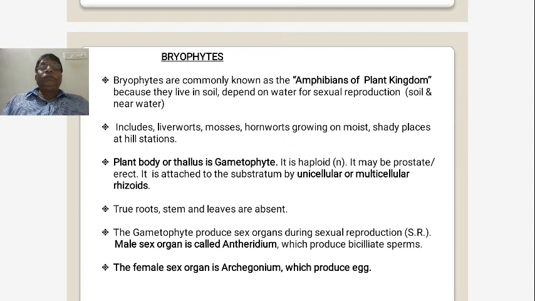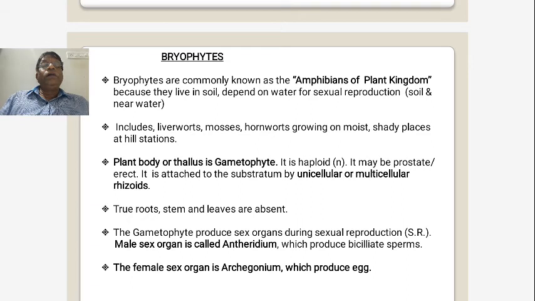Bryophytes are advanced plants when compared to algae. Algae are the primitive plants. From algae, the bryophytes evolved in nature.